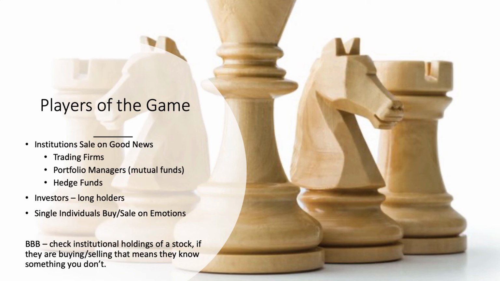You have investors who are typically long holders of stocks. That's our buy and hold type of people. And then there's single individuals like you and me who buy and sell on our emotions. These are the people that make up the herd. They're the players of the game. BBB, bare bone basic, what do we do? We check institutional holdings of a stock. If they're buying and selling, that means they know something that you don't, possibly. And we want to definitely be in the know.